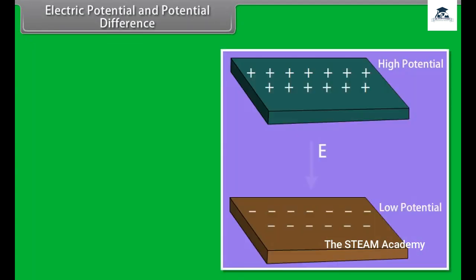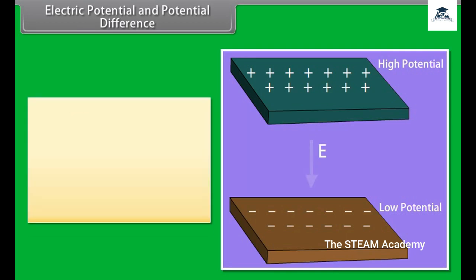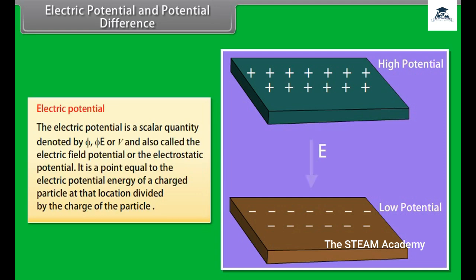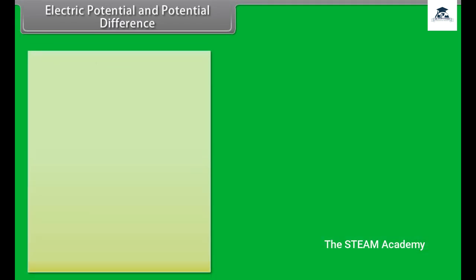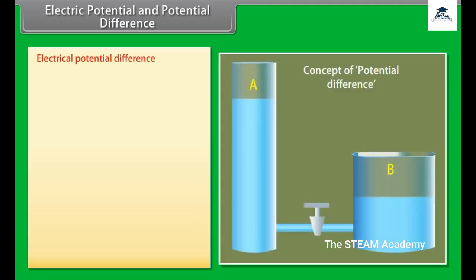Electric potential and potential difference. Let us look at the concepts of electric potential and potential difference. Electric potential is a scalar quantity denoted by E or V. It is at a point equal to the electric potential energy of a charged particle at the location divided by the charge of the particle.